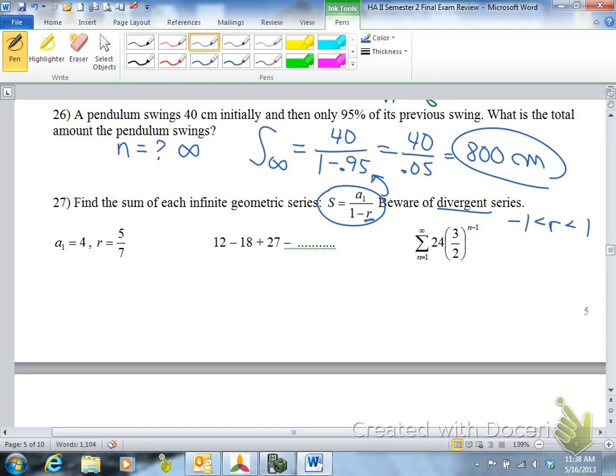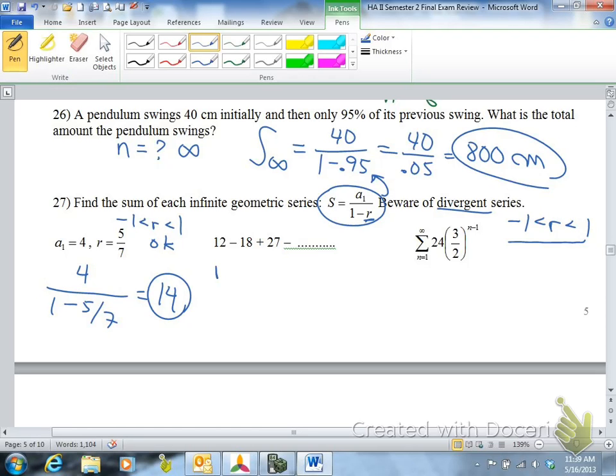But you won't be able to tell just by plugging numbers into the formula. You can get numbers by plugging numbers into a formula, but the valid answers only come when R is between -1 and 1. So for this one, R is between -1 and 1, so it's okay. If you have an infinite series starting at 4, and the ratio is 5/7, when you simplify that, you would get a sum of 14.